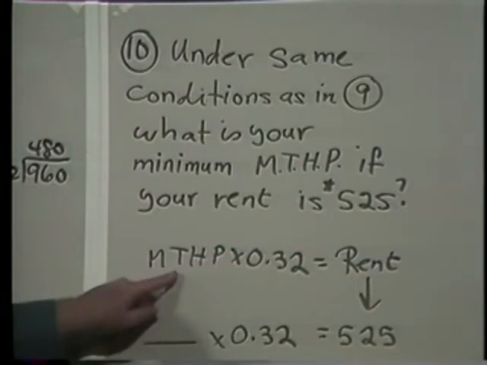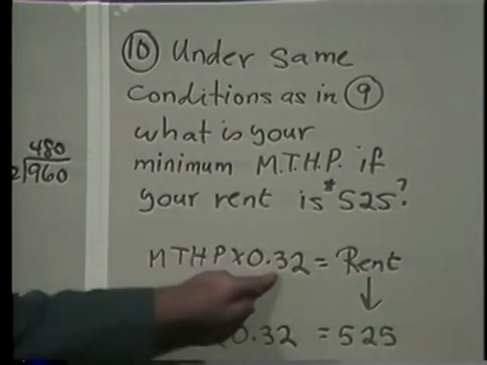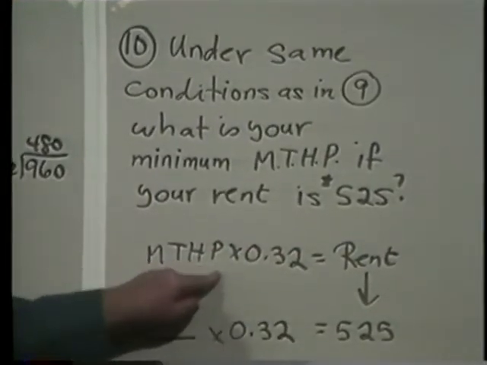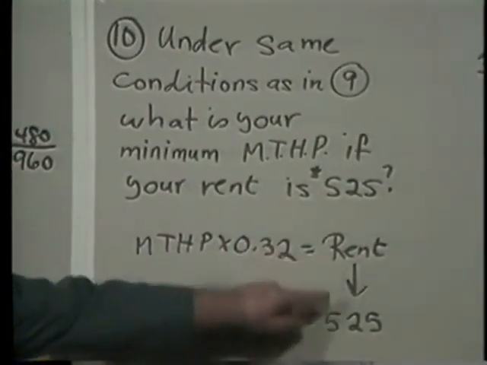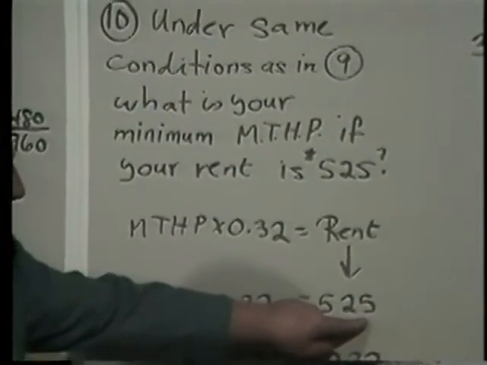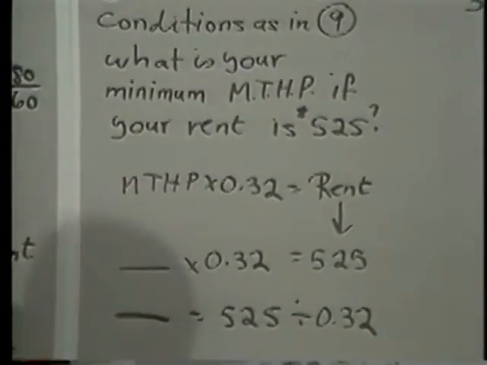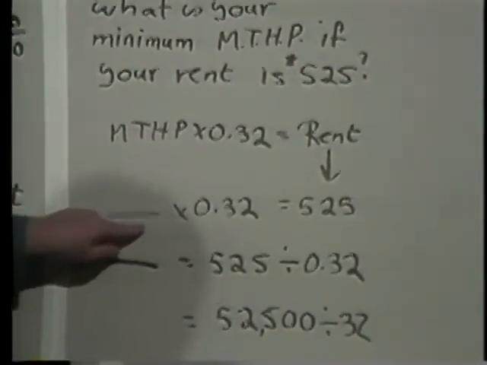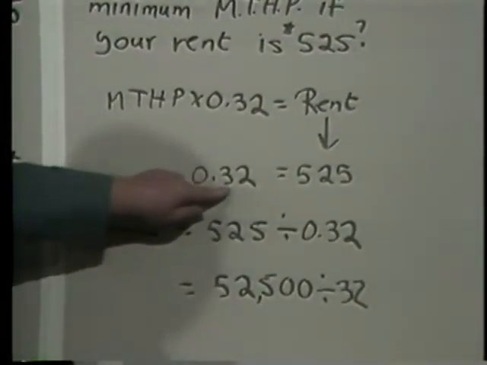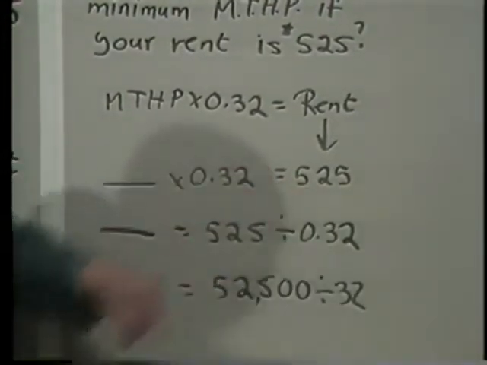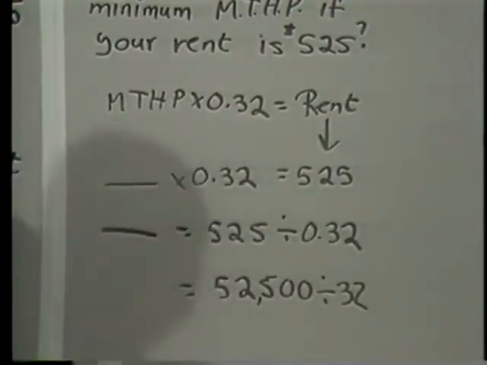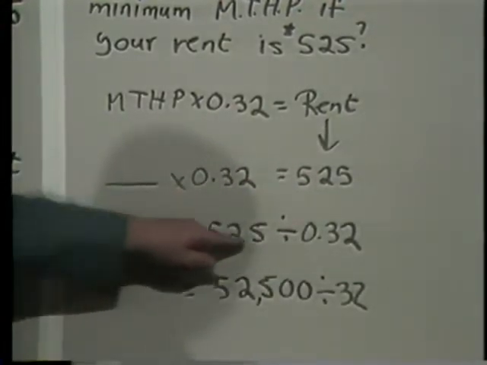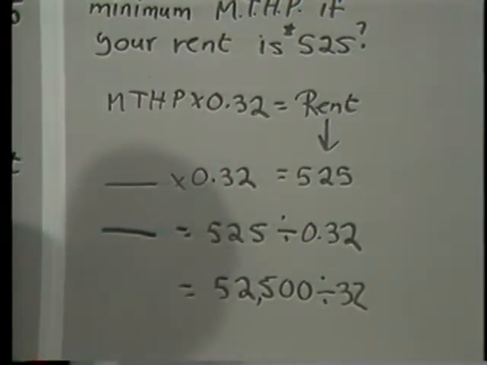See, the formula is the same. 32% of your monthly take-home pay is going to be the rent. What's changed over here is that it's the rent that's given as $525, not the monthly take-home pay. So the monthly take-home pay is still unknown. You're still multiplying by 0.32. The rent is $525. So if blank times 0.32 is $525, blank itself must be $525 divided by 0.32.